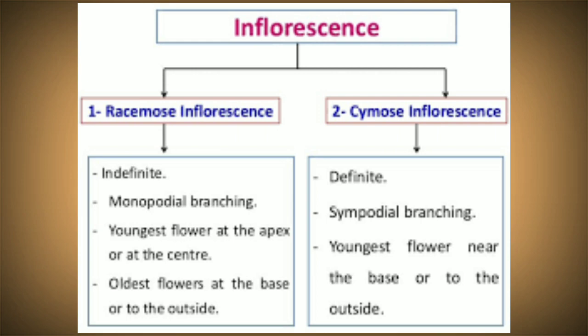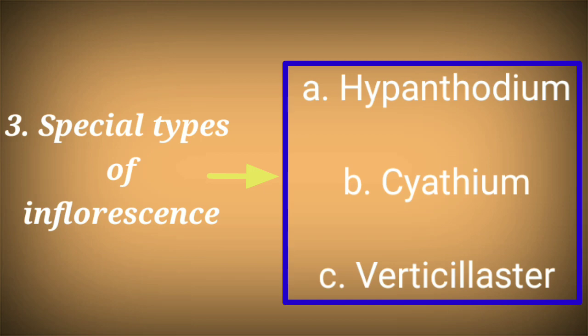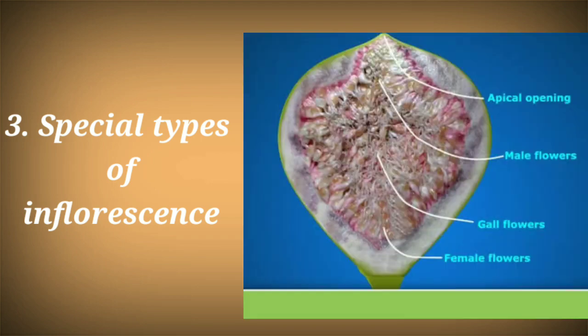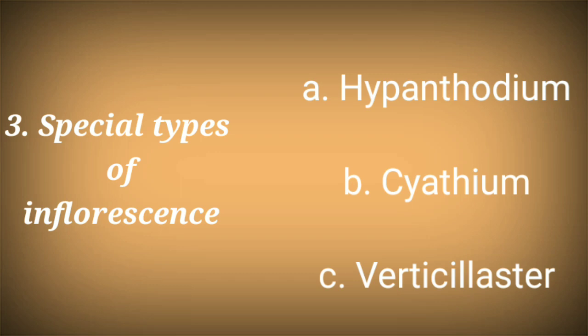racemose inflorescence. Now let's come to the special types of inflorescence. The special types of inflorescence are of three types: Hypanthodium, Cyathium and Verticillaster. They are called a special type because of some different arrangement of the flowers, which is not the same as that of the racemose and the cymose inflorescence, or we can call them the modified versions of the racemose or the cymose inflorescence. Now let's try to understand how they are different.